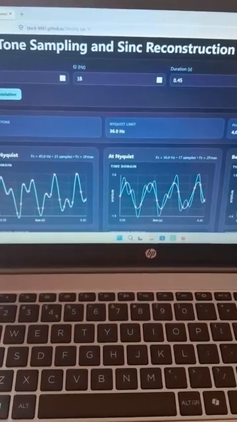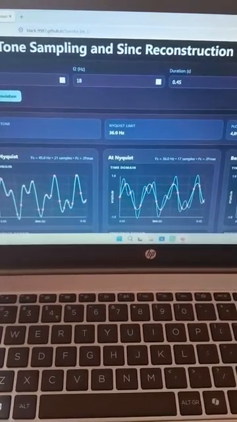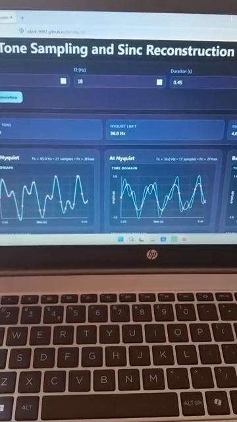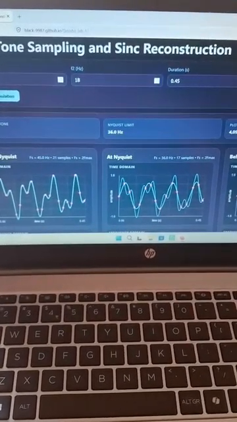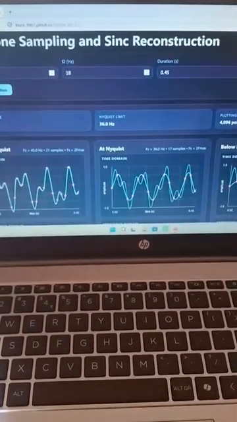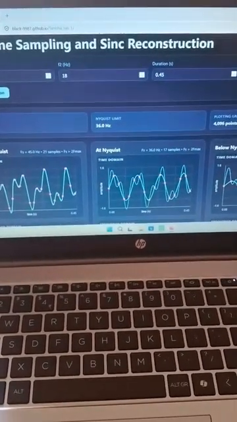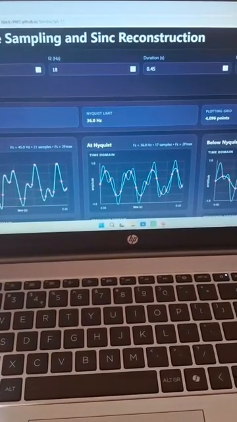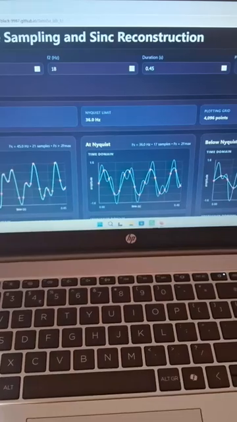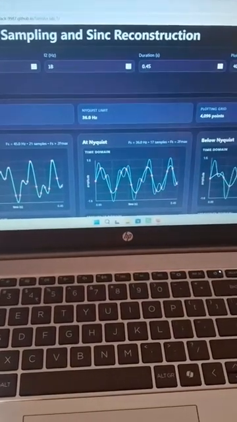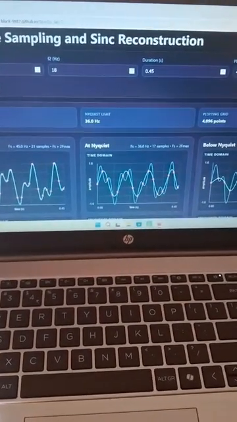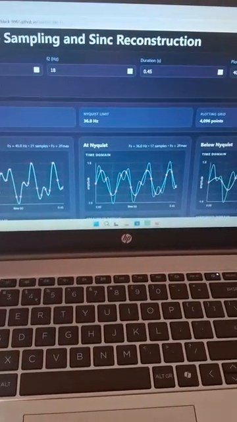Good morning everyone. Today I am going to explain the signal processing demonstration called two-tone sampling and sinc reconstruction, as you can see on the screen. This demonstration helps us understand an important concept in signal processing called the Nyquist sampling theorem. It shows what happens when we sample a signal at different sampling frequencies.